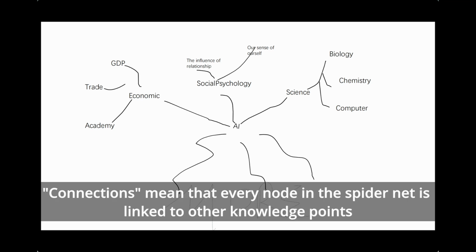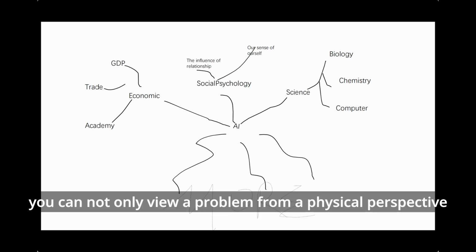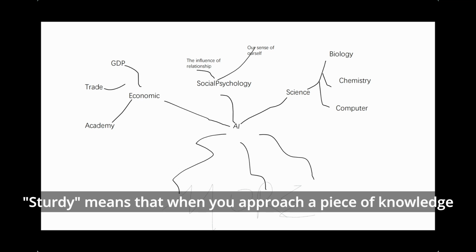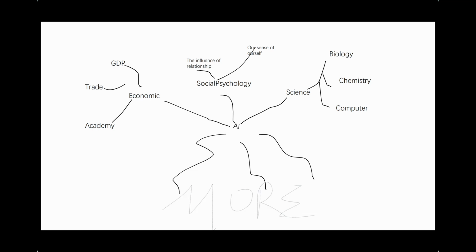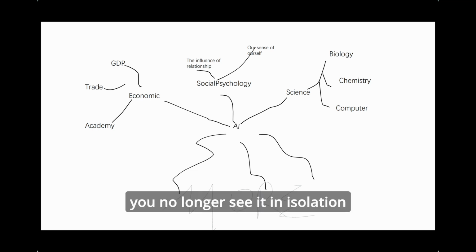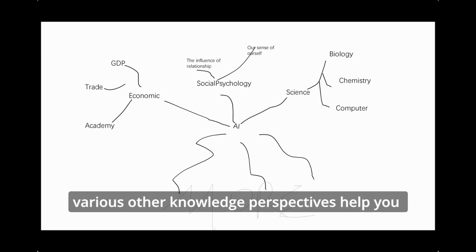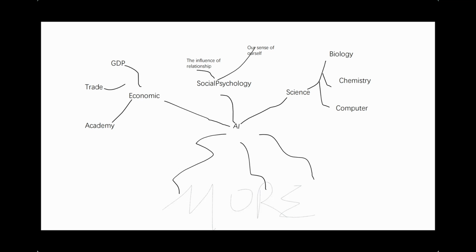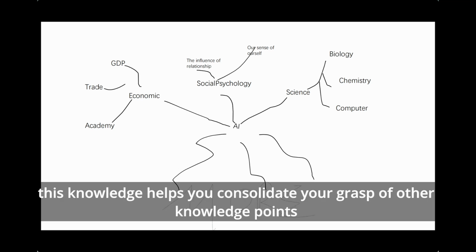Connections mean that every node in the spider net is linked to other knowledge points. You can not only view a problem from a physical perspective, but also think about it from the angles of chemistry, biology, economics, and more. Sturdy means that when you approach a piece of knowledge, you no longer see it in isolation; other knowledge perspectives help you understand it more deeply, and in turn, this knowledge helps you consolidate your grasp of other knowledge points.